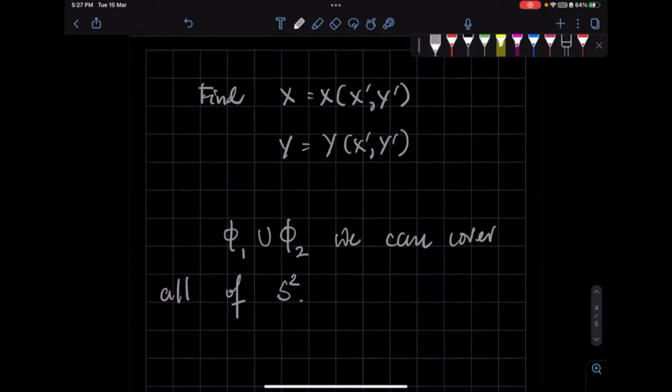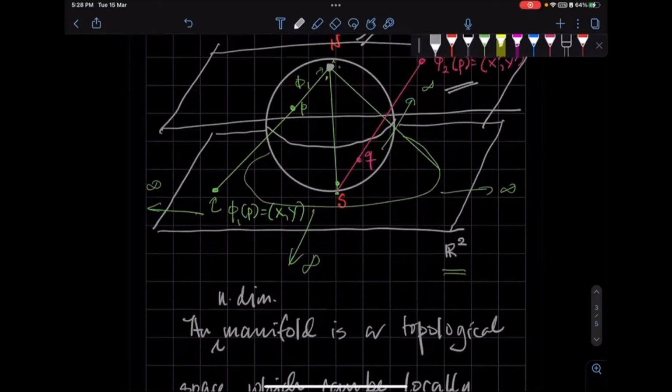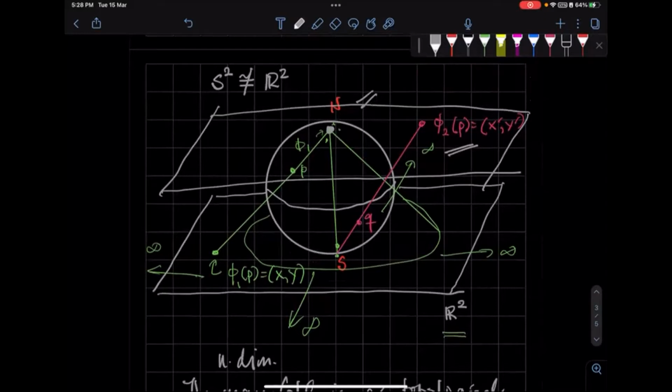So does locally mean using only one chart, and globally is phi1 and phi2 together? No, locally means that if the chart were to cover all of S2, we see it cannot. There is one point it cannot cover. For example, chart number 1 cannot cover the North Pole, right? Chart number 2 cannot cover the South Pole, right? So that's what it means for it to be local. If it was global, then all points would be covered.